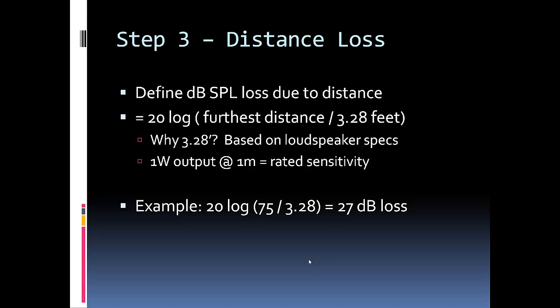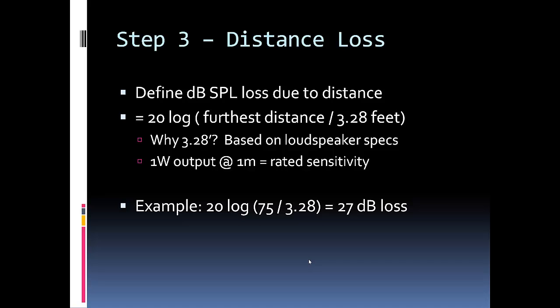Well, why 3.28 feet? That's because it's based on loudspeaker sensitivity specifications. On just about all of them, I'm going to say about 99%, the 1 watt output at 1 meter, which is 3.28 feet, is the rated sensitivity. So that 1 meter is really the output of that loudspeaker. Whenever you see sensitivity specifications, it's going to be 1 watt, 1 meter. So we want to figure out, based on that 1 meter rating of what that loudspeaker can produce at 1 meter away, what's the loss once you get further away from that loudspeaker?